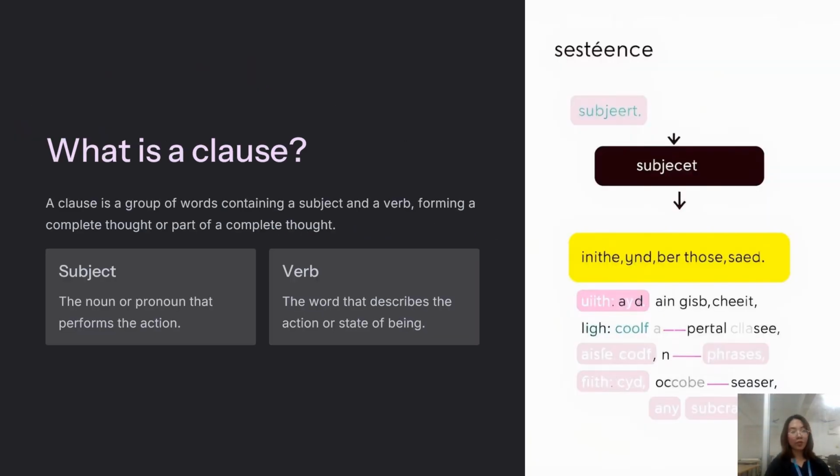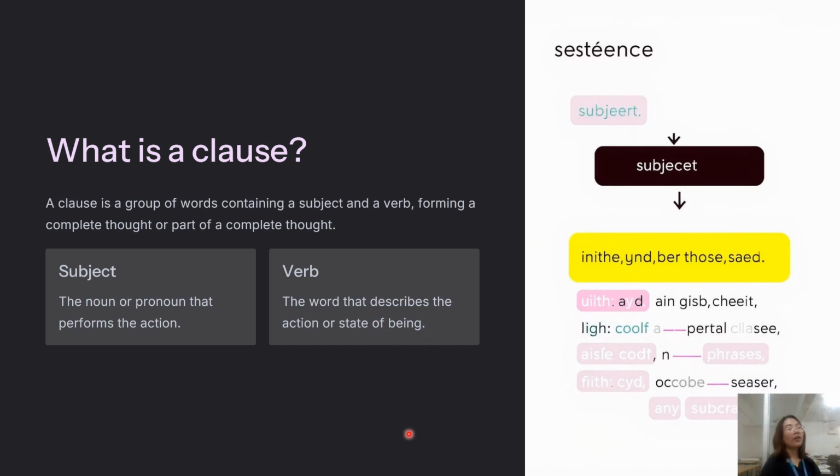The next one is, what is a clause? Let's all read together. A clause is a group of words containing a subject and a verb, forming a complete thought or part of a complete thought. Under the subject we have the noun or pronoun that performs the action, and under the verb we have the word that describes the action or state of being.